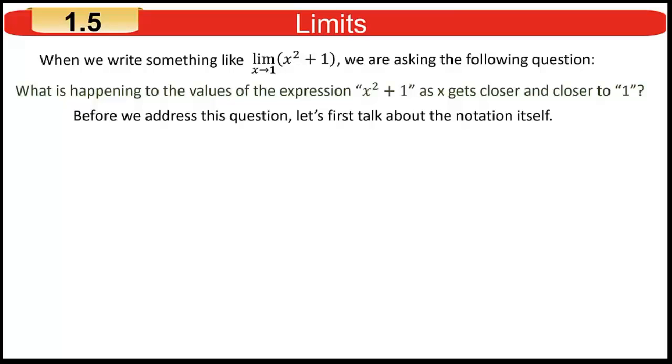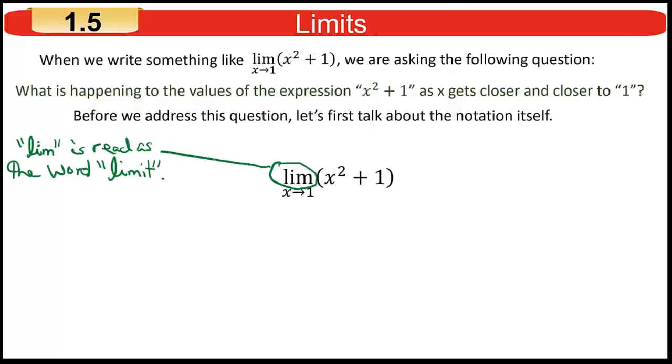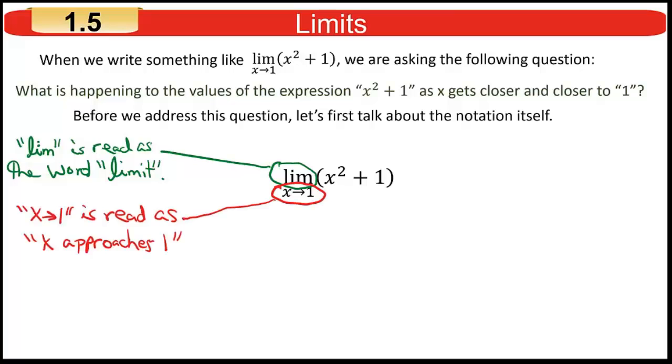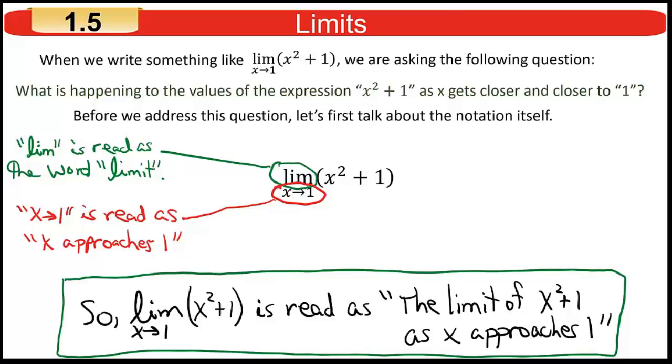Before we get into the interpretation, let's actually talk about how to handle the notation itself. The LIM stands for the word limit. So if you were reading it, you'd just say limit. The expression underneath the LIM is read x approaches, and in this case 1. The right arrow is read as approaching. In this case, there's an x there, so x approaches 1. So if I were to read that whole expression, I would say something like the limit of x squared plus 1 as x approaches 1. So it's the limit of whatever the expression is as x approaches whatever the value happens to be, in this case a 1.